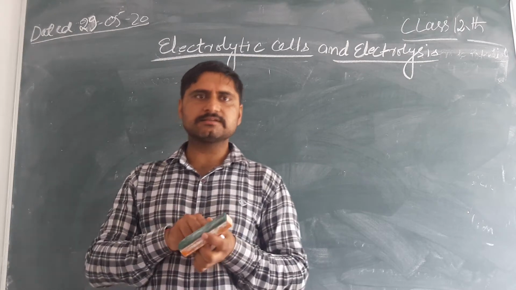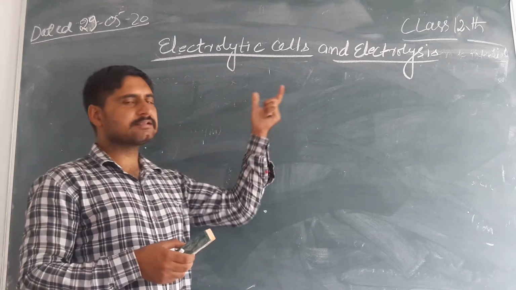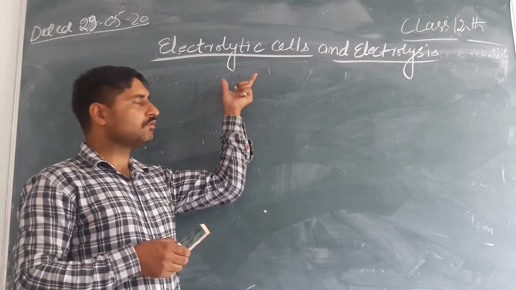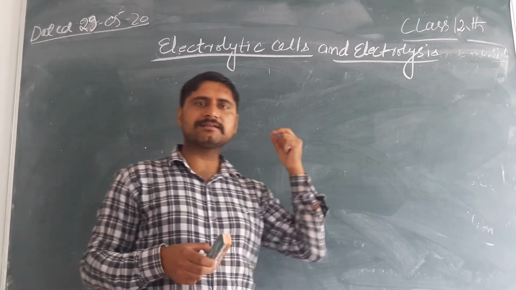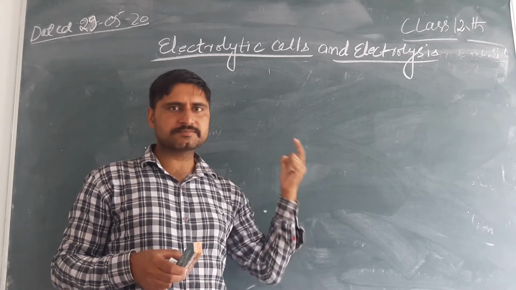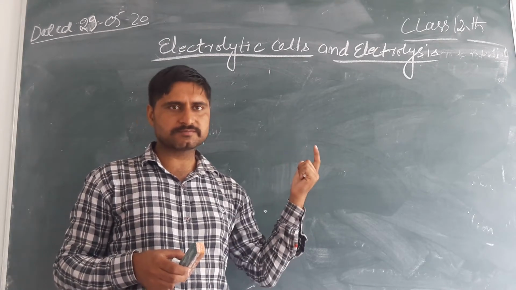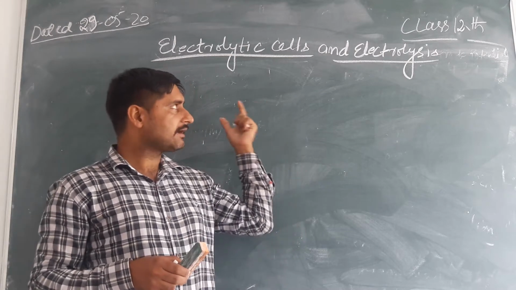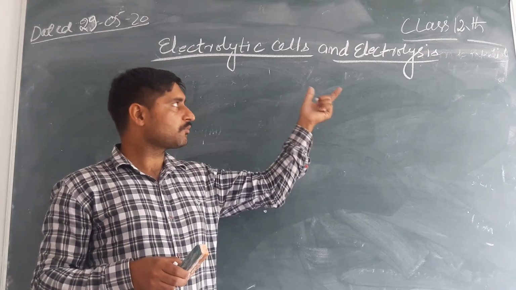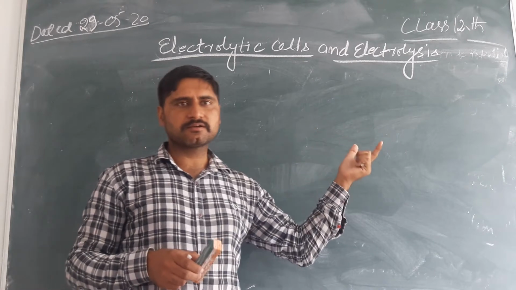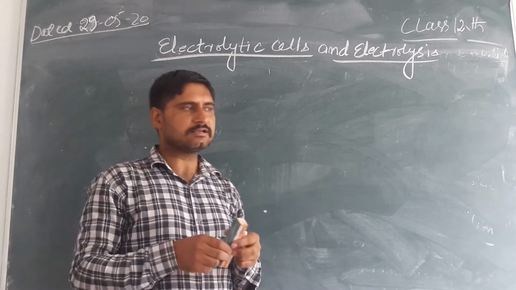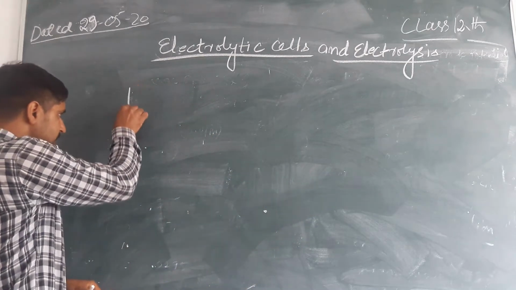This electrolysis takes place in a cell called an electrolytic cell, and that electrolytic cell can be used for non-spontaneous processes or non-spontaneous transformations. It means the electrical energy can bring about non-spontaneous reactions. This is basically an electrolytic cell.